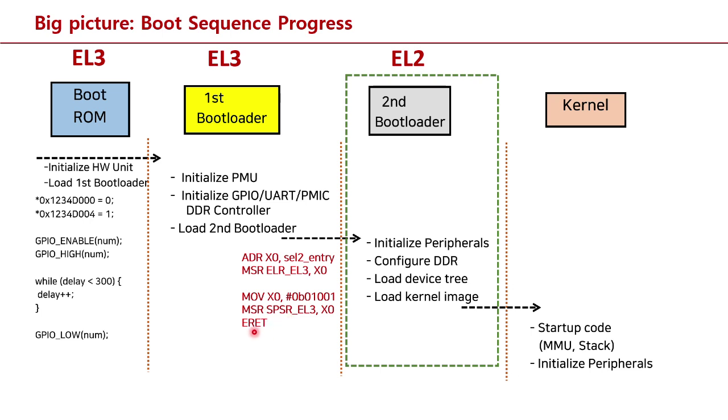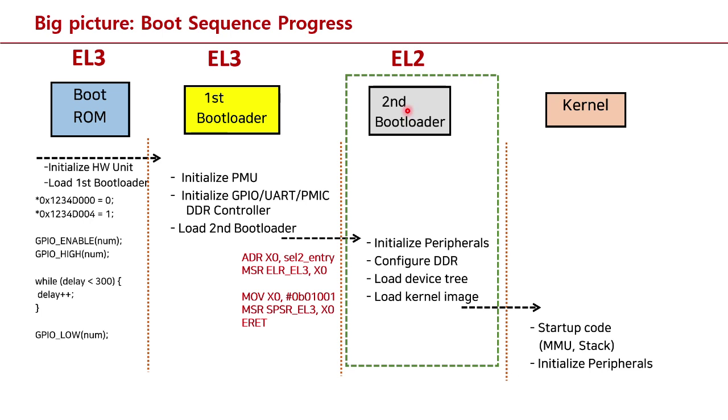So before running the ERET assembly instruction, the two individual system registers, the ELR_EL3 register and the SPSR_EL3 register, are configured. When running the ERET assembly instruction in the first bootloader, the ARM core will perform two tasks at the same time: the program counter jumps to this address, and the exception level is set to exception level 2. So this kind of assembly routine can be performed during the boot sequence in order to start the second bootloader at exception level 2.